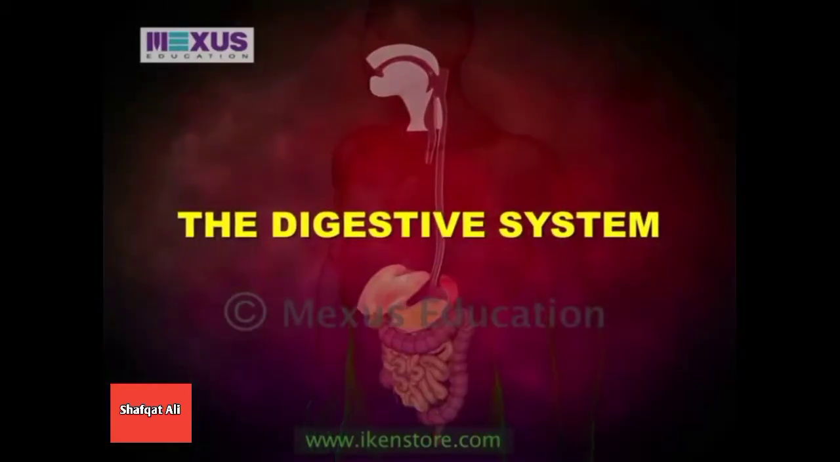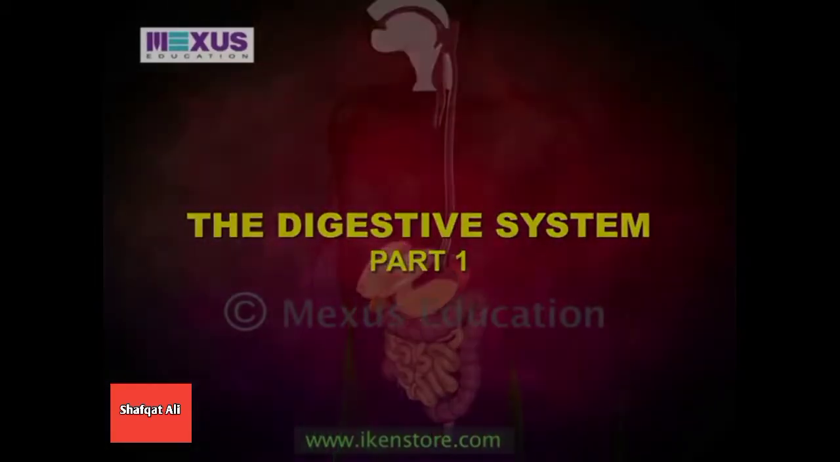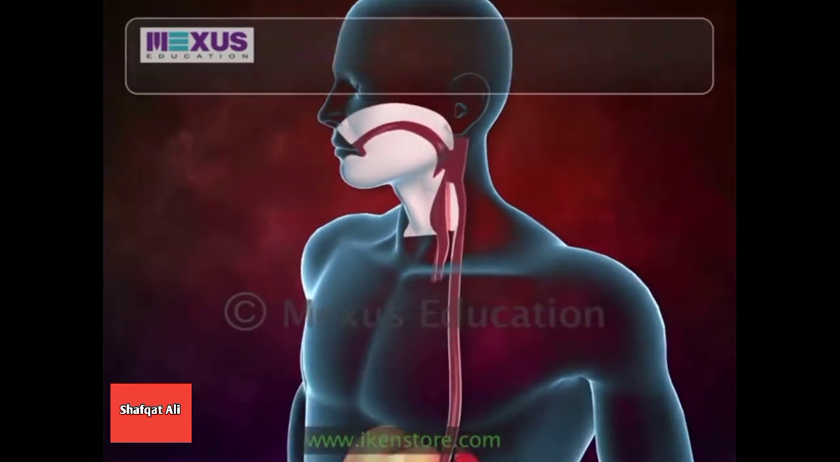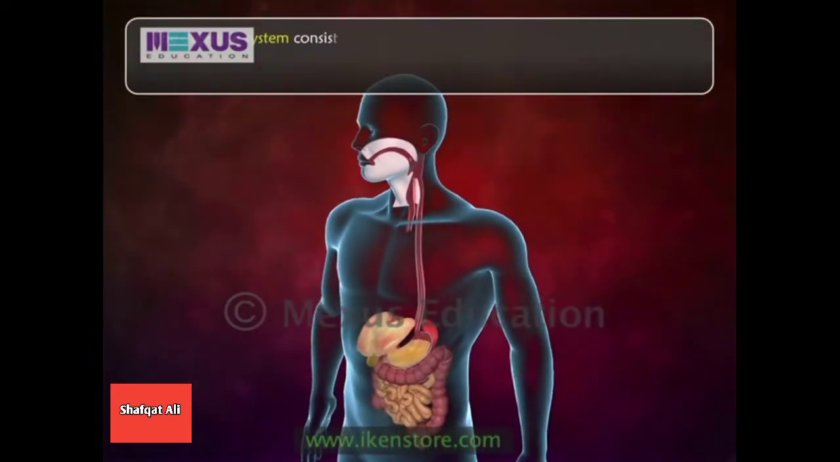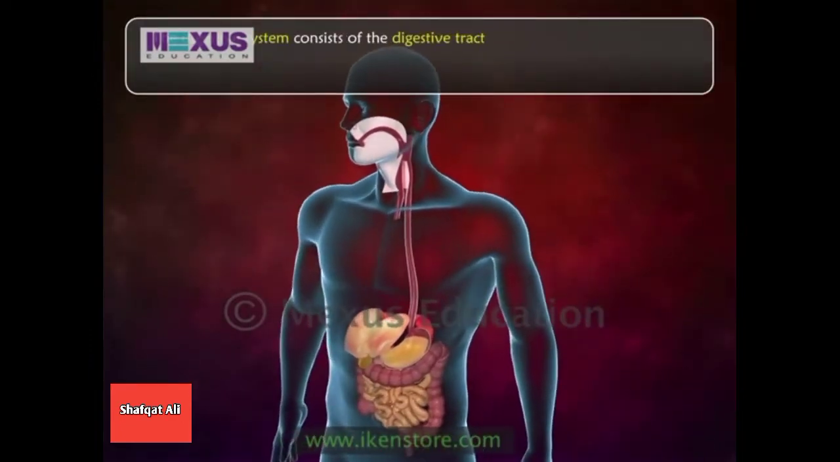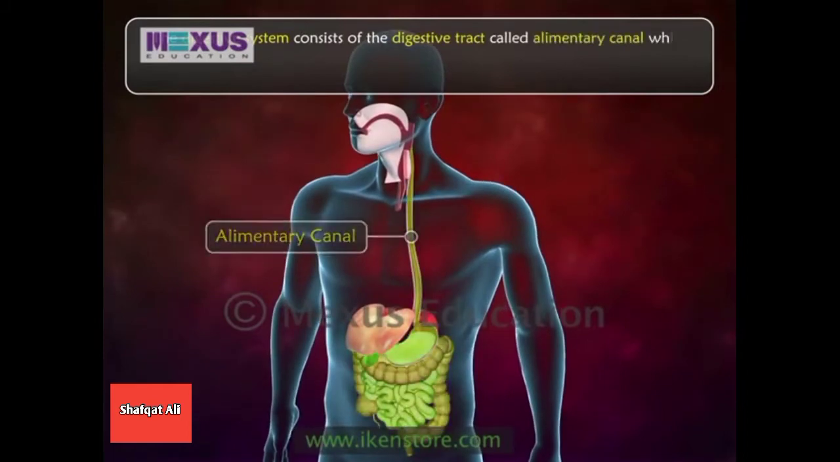The digestive system, Part 1. The digestive system consists of the digestive tract called alimentary canal, which forms a continuous passage from the mouth to the anus.